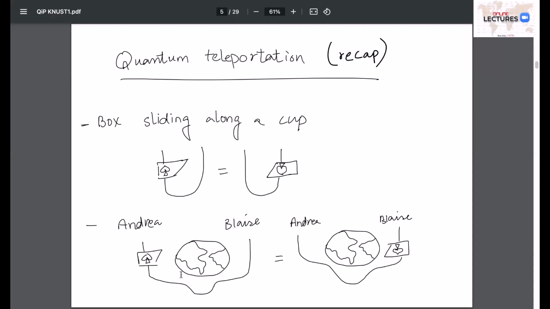And for the teleportation protocol, what is essential is a cup state. So this is the cup state. A cup state is essentially an entangled state. And so if Andrea applies this operation at her side, this is operationally equivalent to Blaise applying this operation at the other side. Notice that we have got this equation by using the sliding rule.